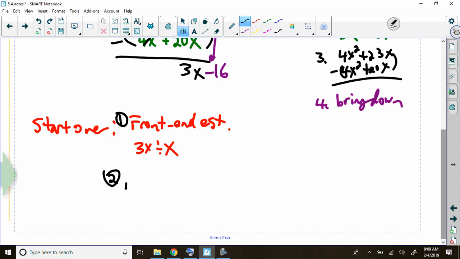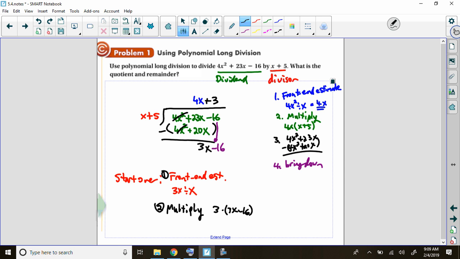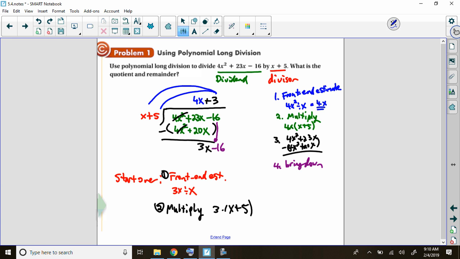Second step is going to be to multiply. So we're going to take that 3 and multiply it by the 3x minus 16. Okay, I'm sorry, not by 3x minus 16, dang it. We're multiplying 3 by x plus 5. I'm sorry about that. So we're multiplying this 3 by the x plus 5, and that information is going to go right here. So 3 times x, of course, is 3x. 3 times 5 is 15, and it's a plus 15.